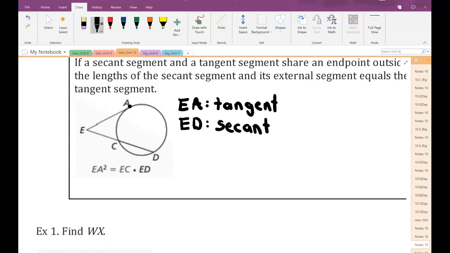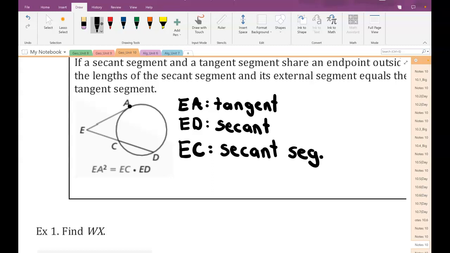And then EC specifically, we would call a secant segment. If you want to be super specific, you can call it an external secant segment, but we'll just say secant segment. So EC is a secant seg. Seg for a segment.